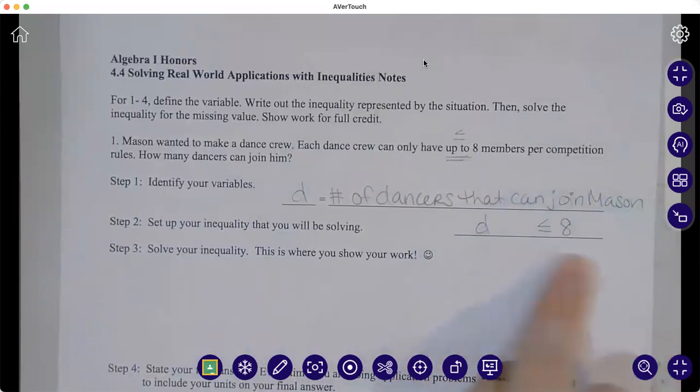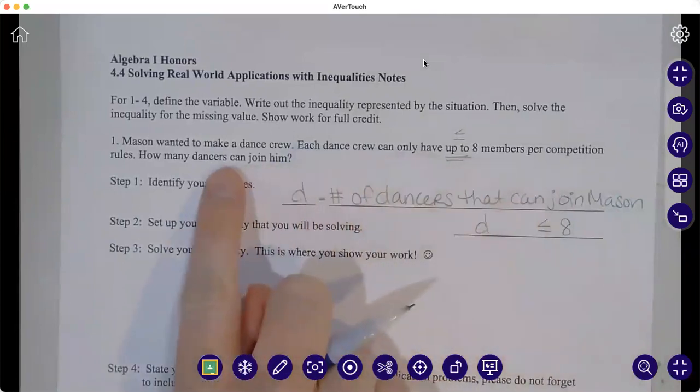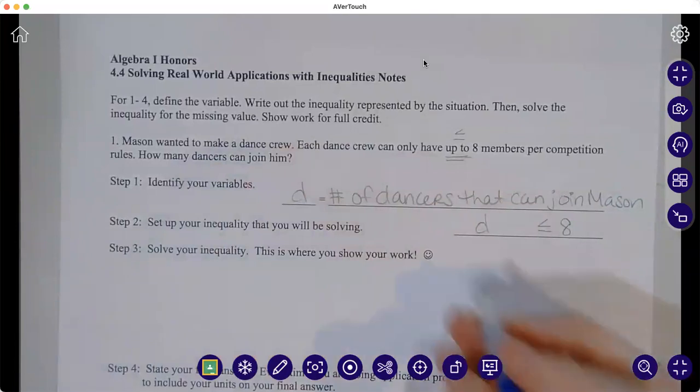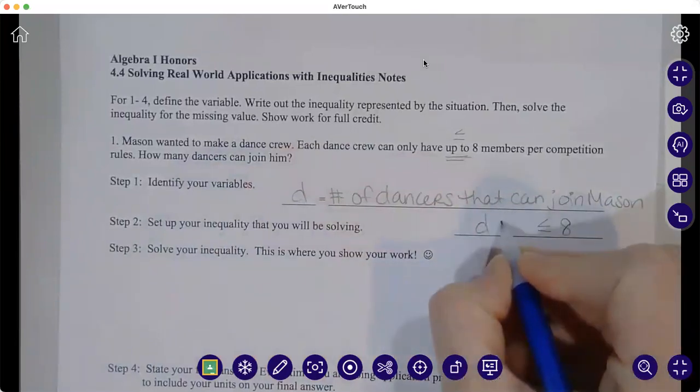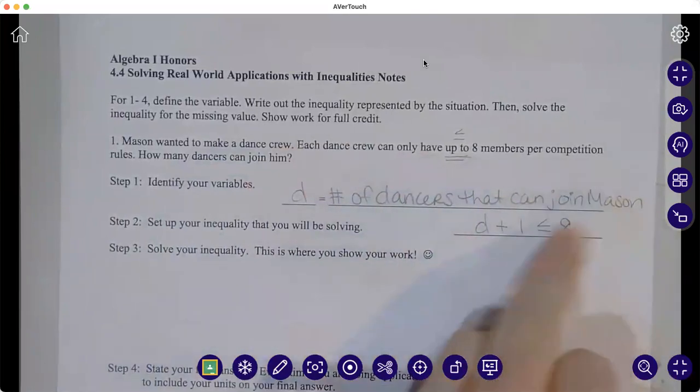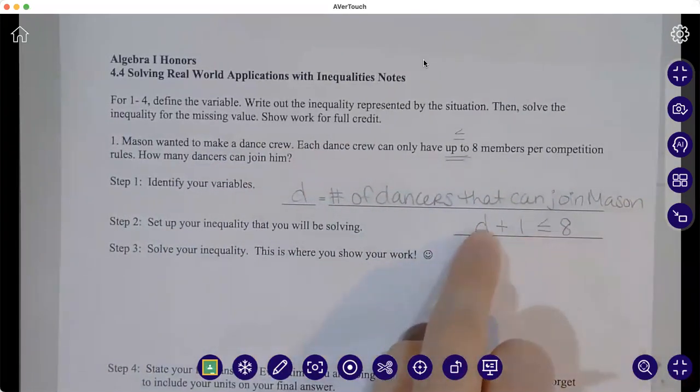However, my answer is not just going to be D is less than or equal to 8, because the dancers are joining Mason. Mason wants to be a part of this dance crew. So we need to include Mason. Therefore, this is going to be D plus 1 because Mason's involved. How many can join him? So this would be the inequality that represents our situation.